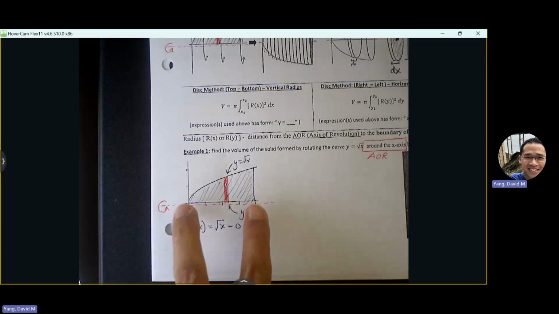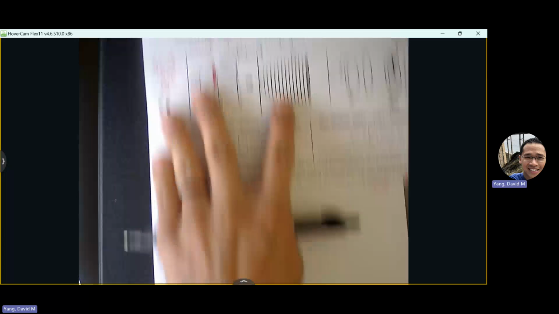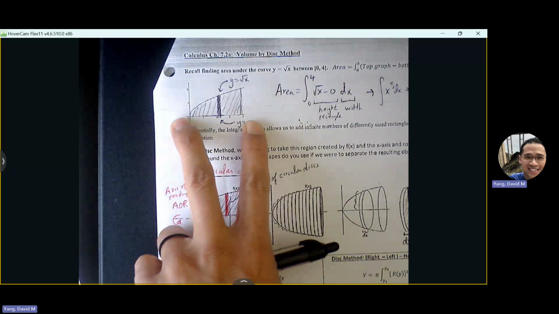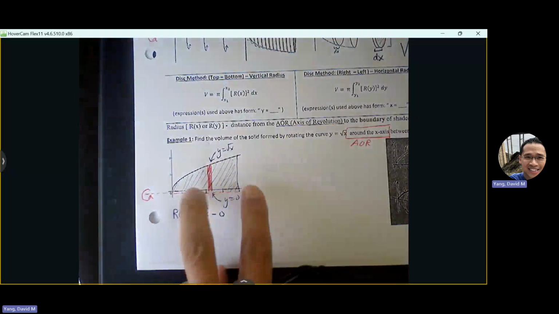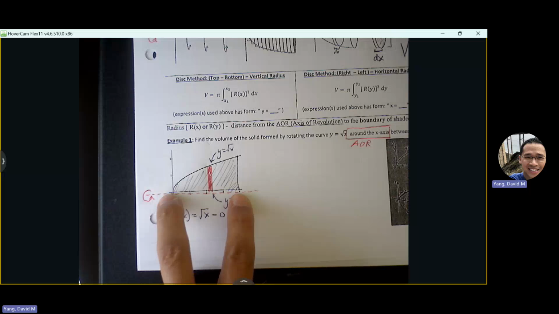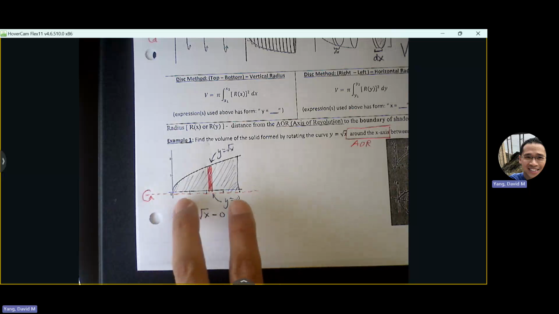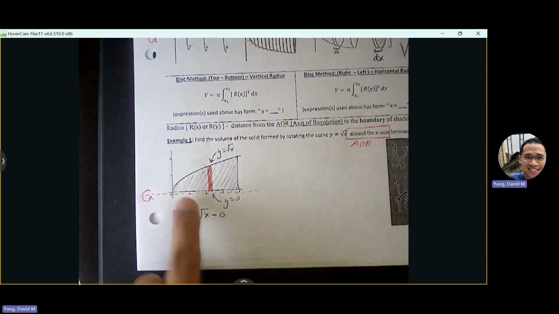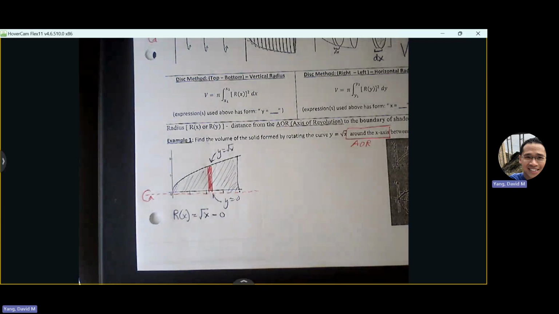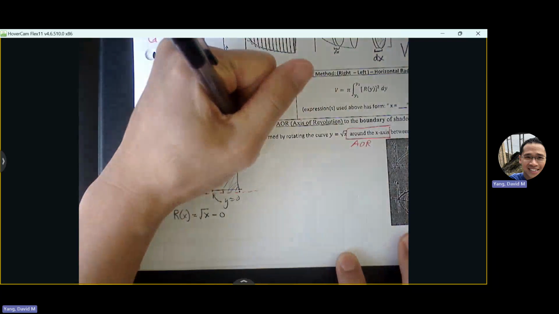Our bounds is from 0 to 4. You're going to find bounds the same way as area. You're just going to find the bounds of your shaded region. Sometimes your axis is going to be far off the grid, and we don't care about where the axis is. We only care about the shaded region. So your bounds is just for your shaded region.